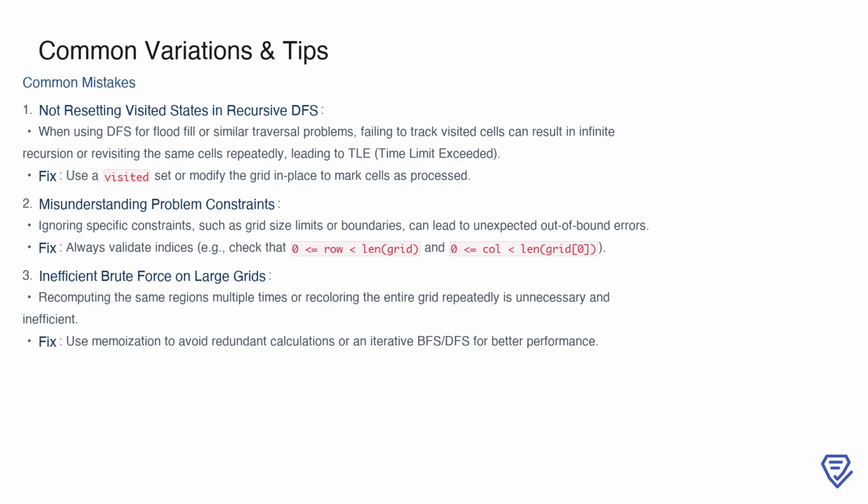Another frequent mistake is misunderstanding problem constraints. For example, ignoring the boundaries of the grid can lead to out-of-bound errors. Always validate your indices to ensure they're within the grid's limits. Lastly, brute forcing the solution, such as recoloring the entire grid multiple times, can be highly inefficient, especially for large grids. Instead, consider using techniques like memoization or iterative approaches to optimize performance and avoid redundant computations.